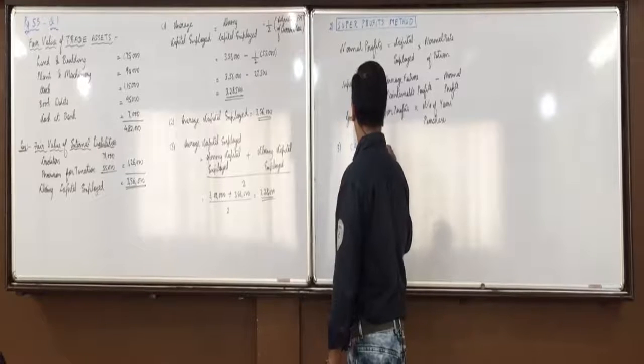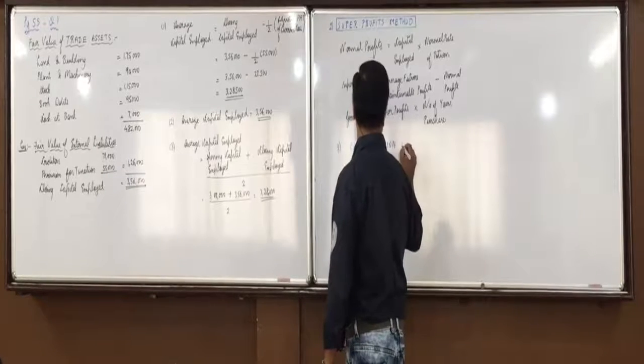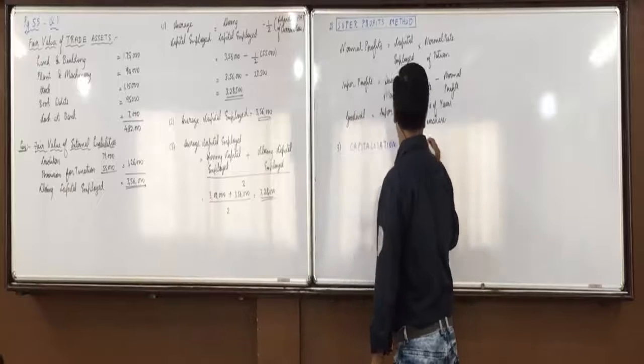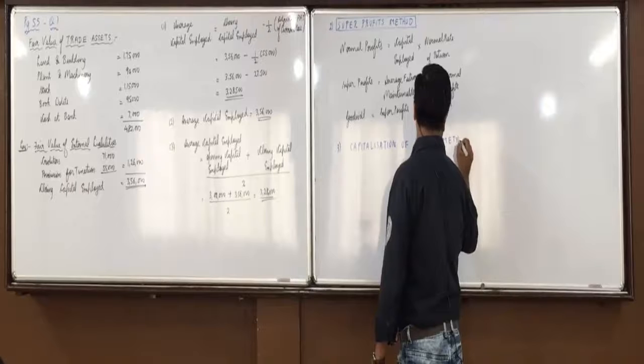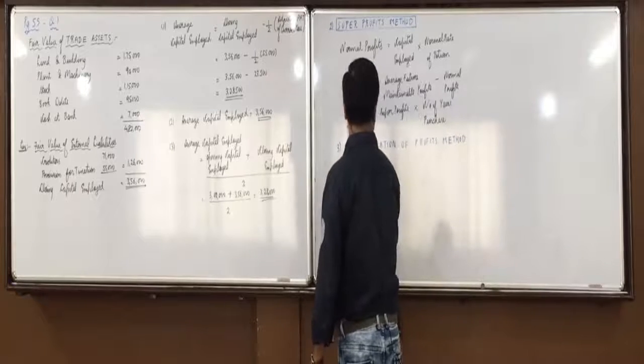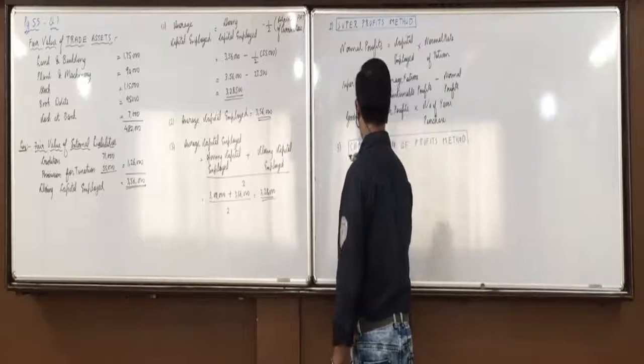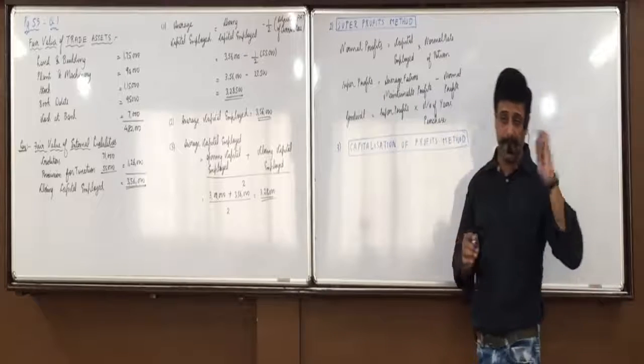Now from MCQ point of view, I will be making you write two formulas for this, because in MCQ any of the situations may come. But in practical examples we'll use only one. Capitalization of profits method. Now what is capitalization of profits method? Take the same example I explained to you.